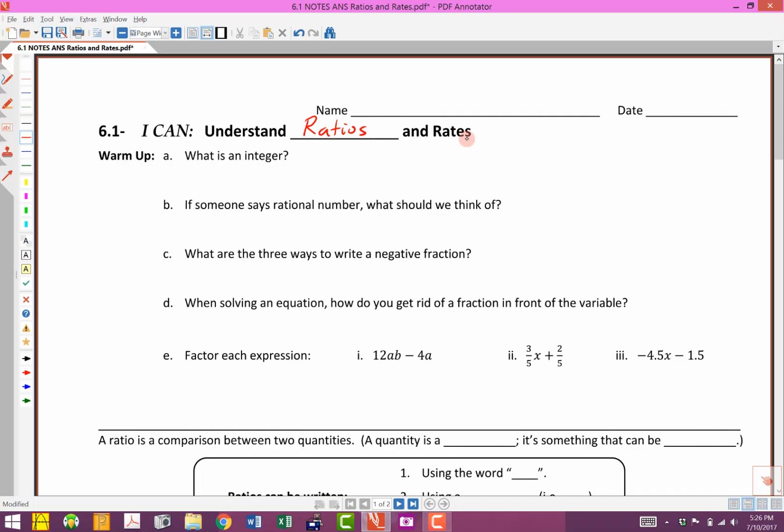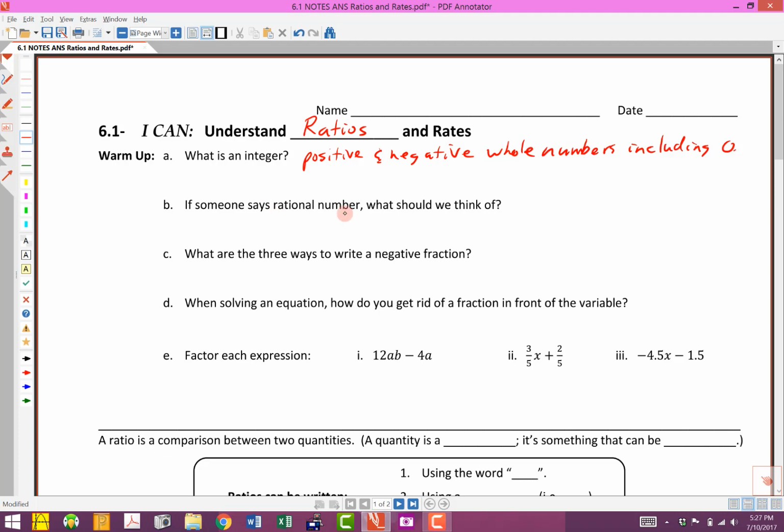So we're going to start with a warm-up question here. What is an integer? Hopefully we've got this memorized by now. Again, we've talked about how some of the vocabulary words we use in math tend to be a little bit scary, but if you know what they mean, they're actually not too bad. So if somebody says we're working with integers, then we're working with positive and negative whole numbers, including 0.